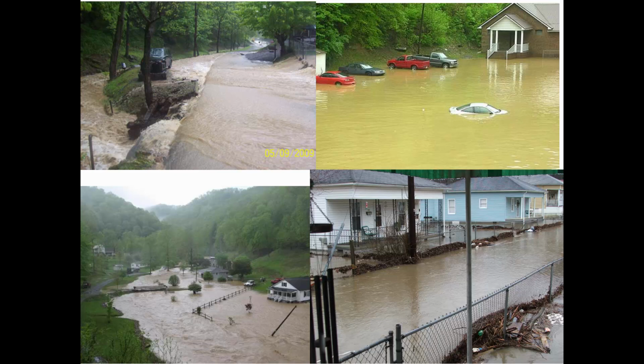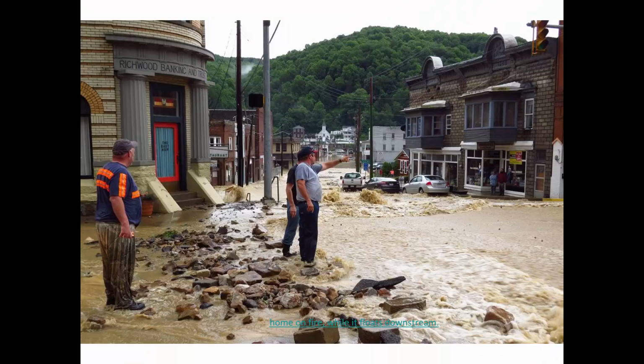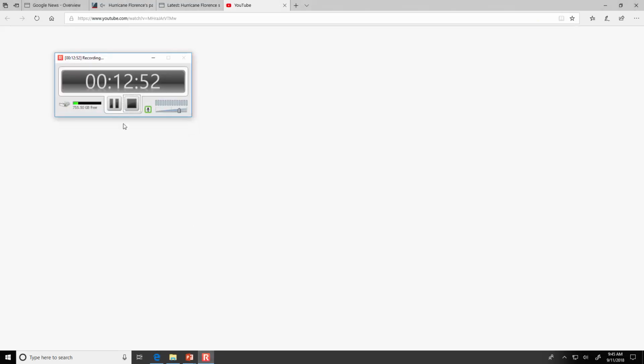Unless you're going to spend tens of thousands of dollars to do a bunch of earthwork and live up on a hill, then you're relegated to living next to a creek. And so this is obvious that hydrology is important in wet climates, and here's a picture of Richwood. I really like Richwood. It's a beautiful spot. Here's maybe the most West Virginia video I've ever seen in my life.